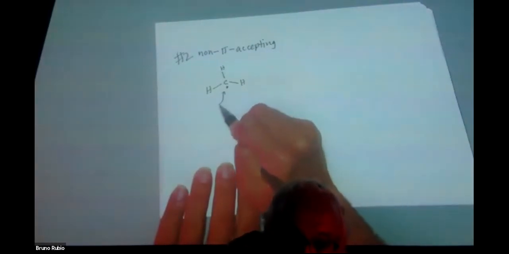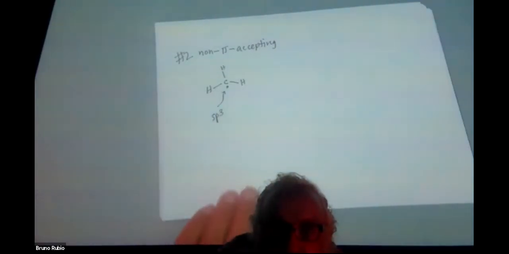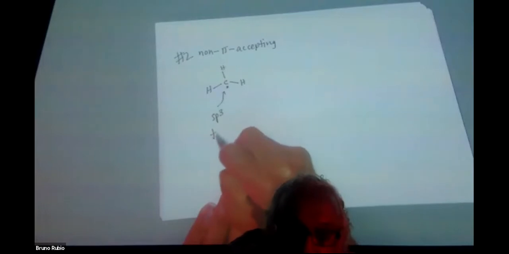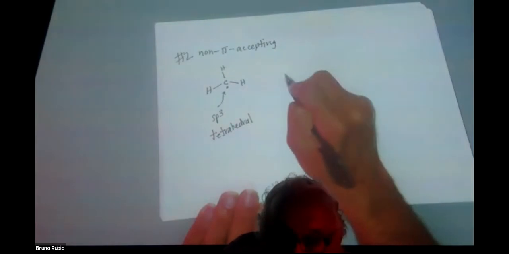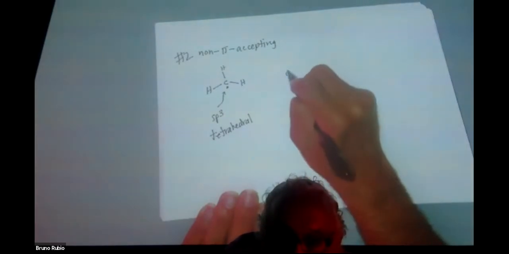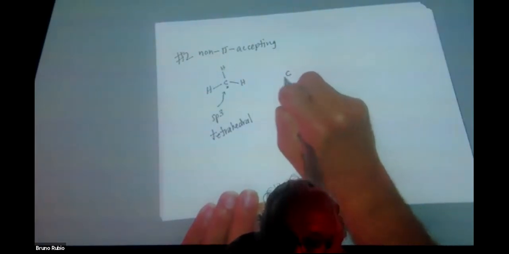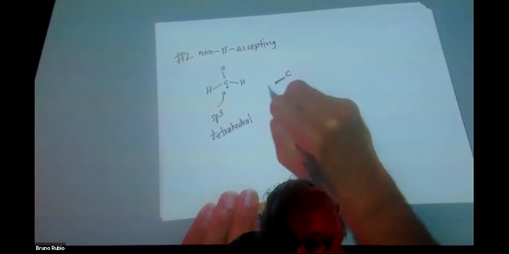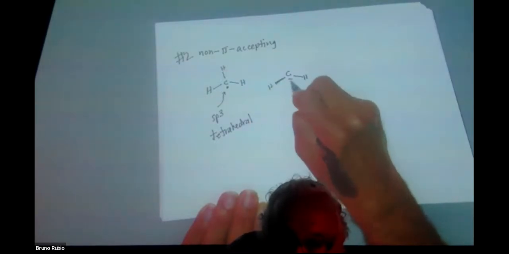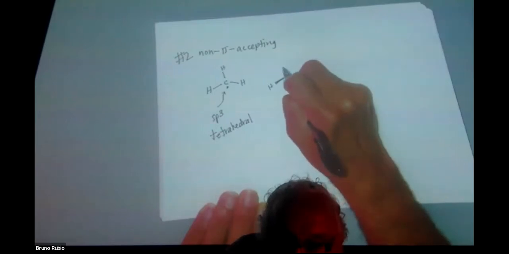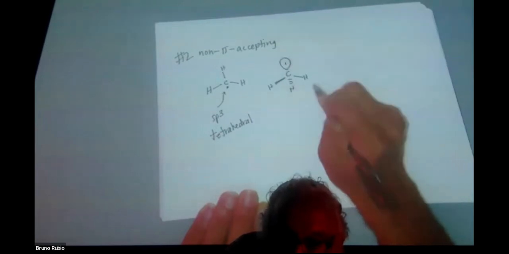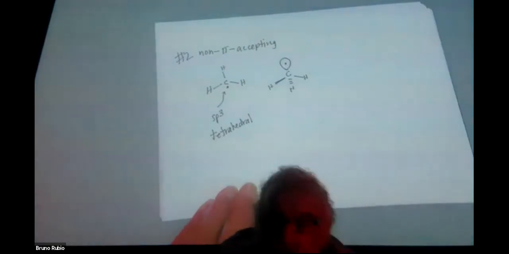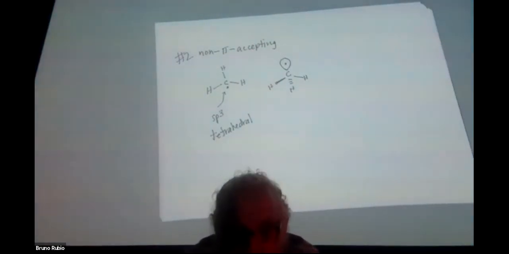The non-pi accepting radical atom is sp3 hybridized, right? It's tetrahedral. So the methyl radical, what's a tetrahedron look like? It looks like a chicken foot. So the methyl radical would look something like this, sp3 hybridized, and the radical dot is in an sp3 hybrid orbital.